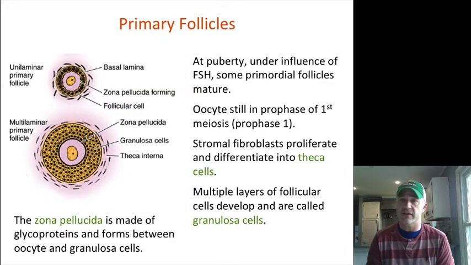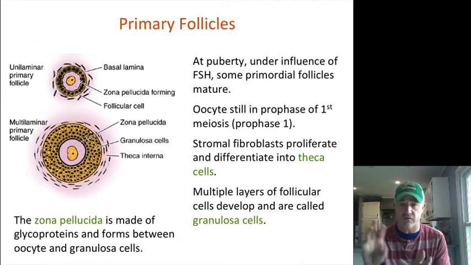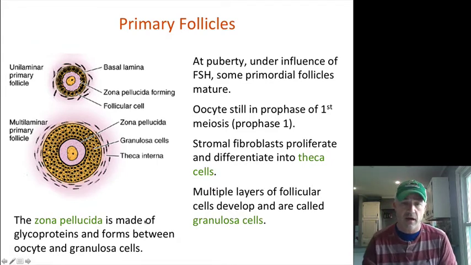At puberty, you're going to start getting release of FSH and LH, which are going to cause these primordial follicles to develop into primary follicles. And it develops these cells called granulosa cells. And then you get these surrounding support cells called thecal cells, which these fibroblasts differentiate to, that are surrounding this.